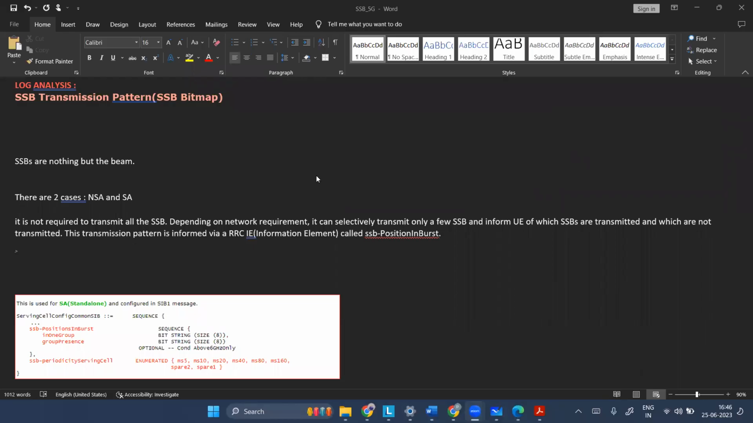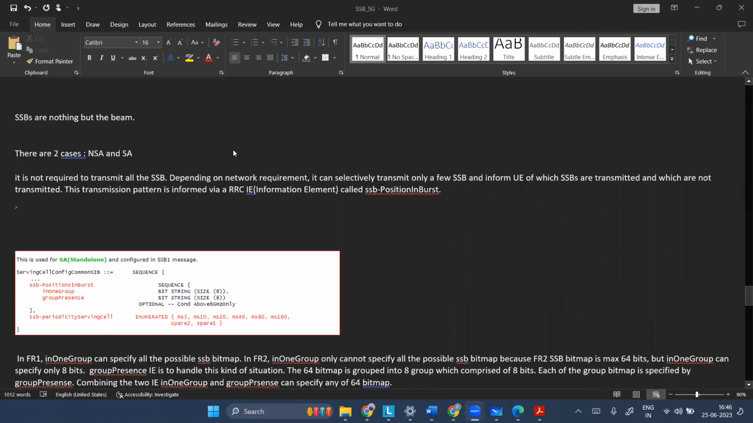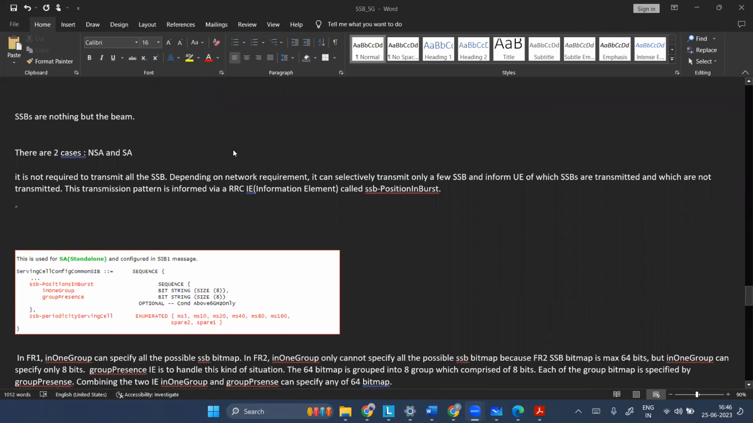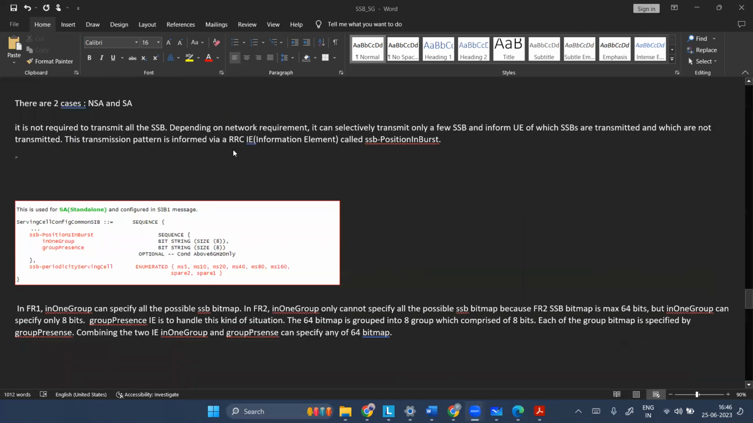So now we come to our log analysis part, for the SSB transmission pattern. Basically, this is nothing but your SSB bitmap, and the SSB bitmap tells you how many SSBs are being transmitted. Now you know that for this frequency range, this is the possible number of SSBs. And from the log point of view, in the NSA and SA scenario, you will get to know how many SSBs are transmitted.